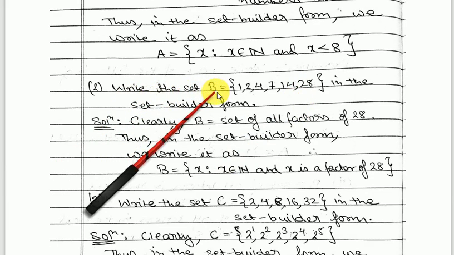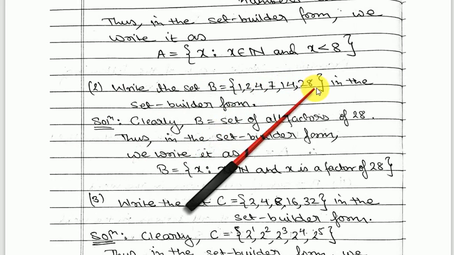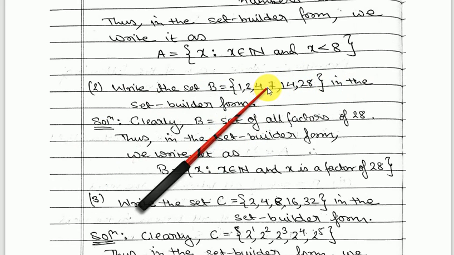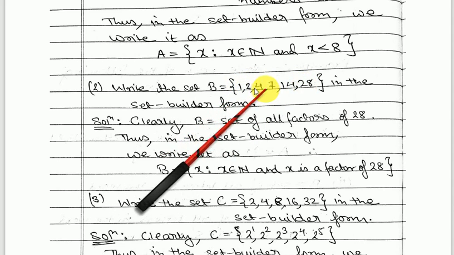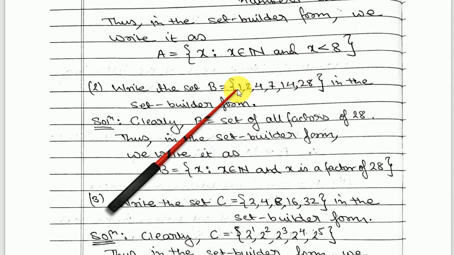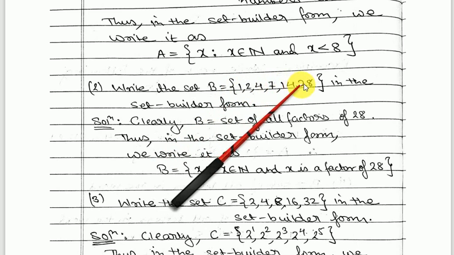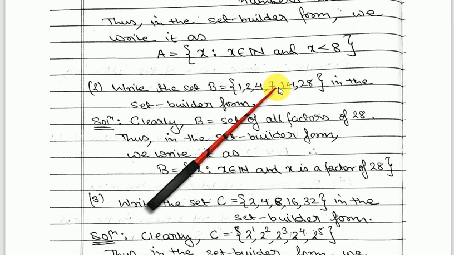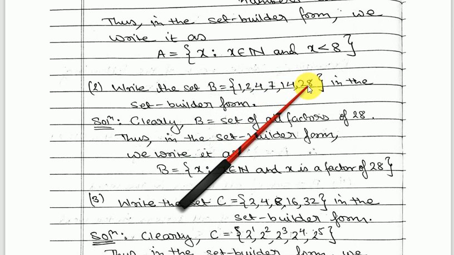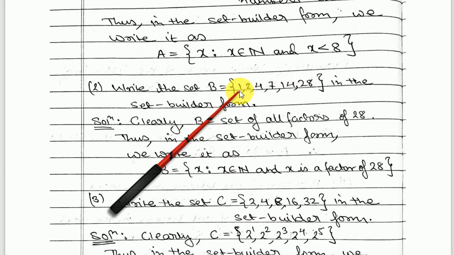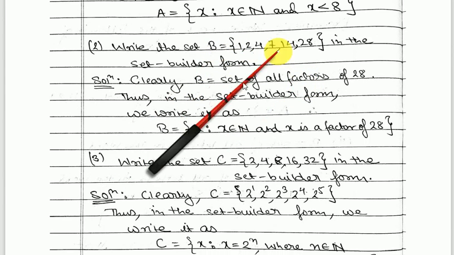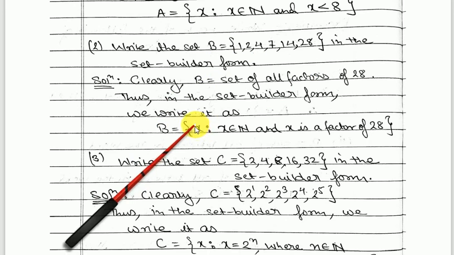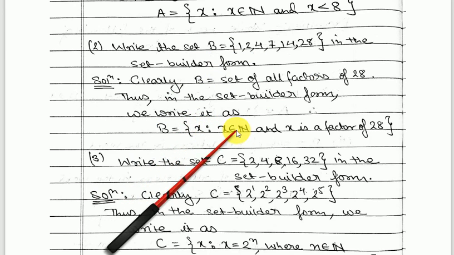Write the set B, which is given as 1, 2, 4, 7, 14, 28, in the set builder form. If you try to observe the elements over here, each number is a factor of 28. Yes, because 1 divides 28, 2 divides, 4 divides, 7 divides, 14 divides, and 28 itself divides 28. So you can see that this is a set of factors of 28. So this set can be written this way: B equal to {x such that x is a natural number over here.